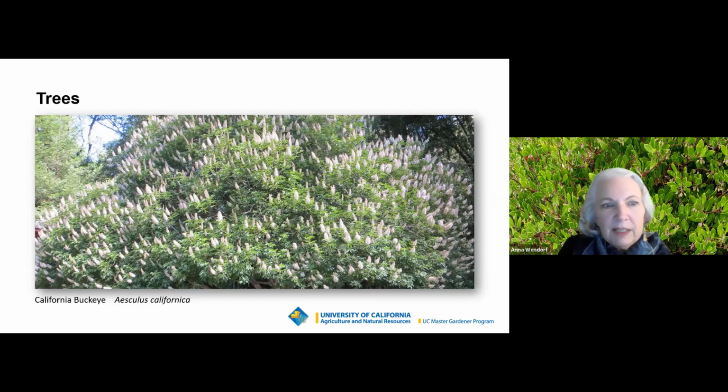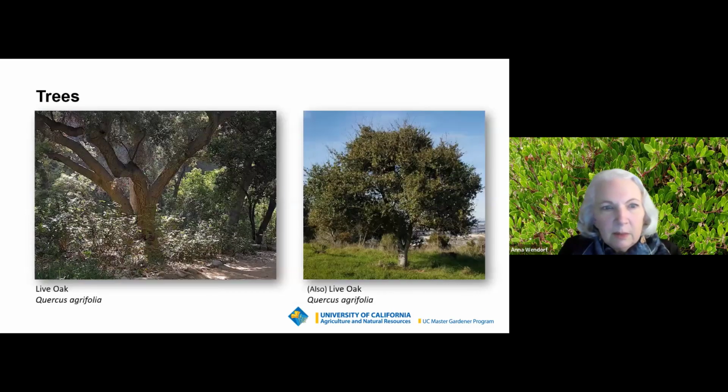So we'll talk about trees first, in case we need a little bit of shade. Many of us already have live oaks in our garden that are providing shade, and we have to garden under them. There are specific native plants that will do well under oaks and won't overwater the oaks, so we can protect the health of the trees.